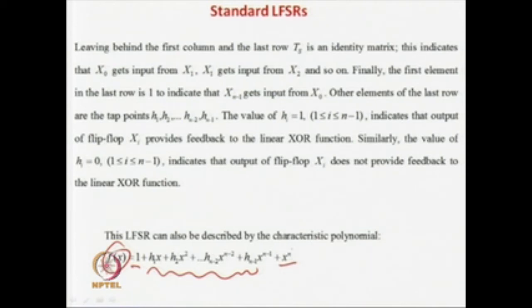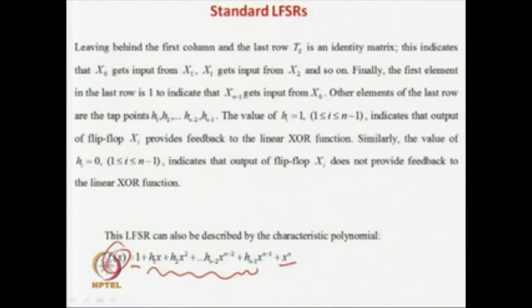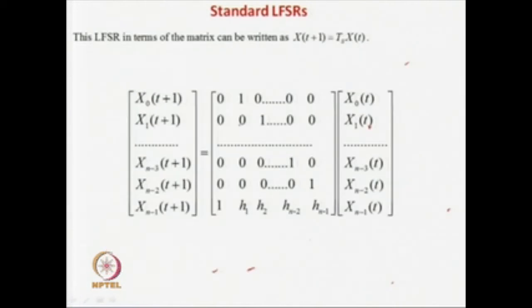If the length of the flip-flop chain is n, there is another factor involved, that is x^n, and h1x plus h2x^2 plus dot dot up to h(n-1)x^(n-1) and so forth. Wherever you put h equal to 1, that x factor, or x square, will be there, and wherever h is 0, that factor will not be there. So the same matrix we can also represent by a characteristic polynomial.